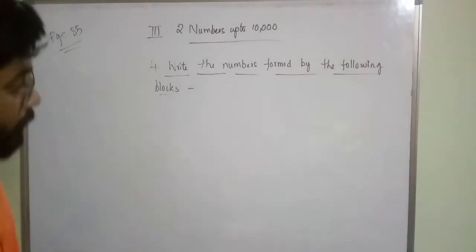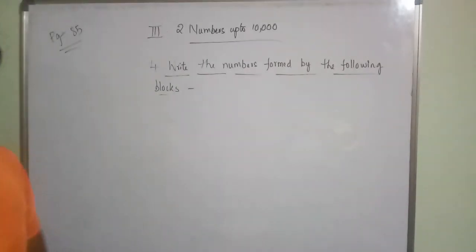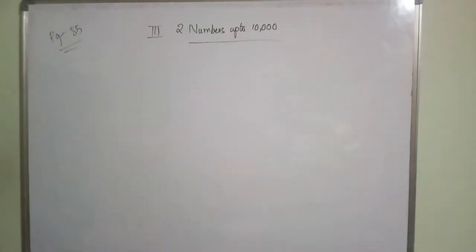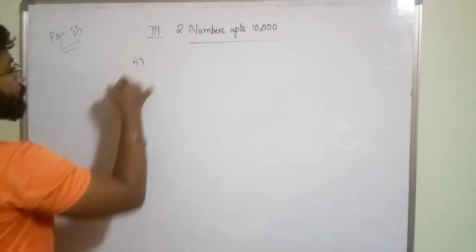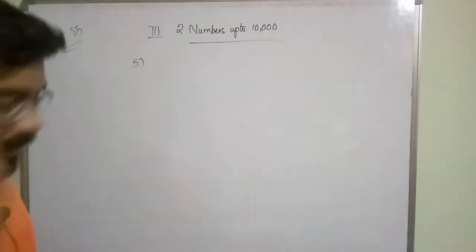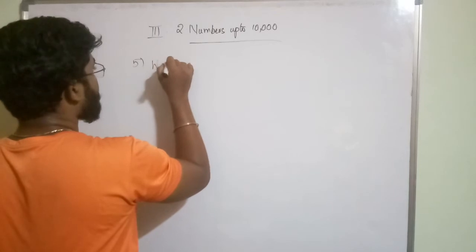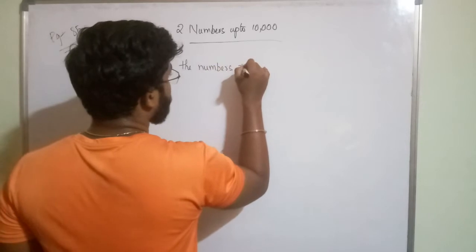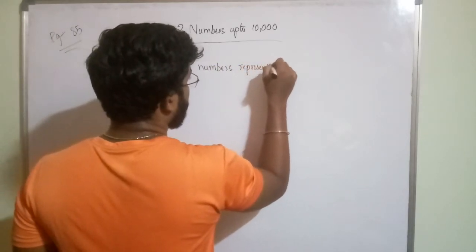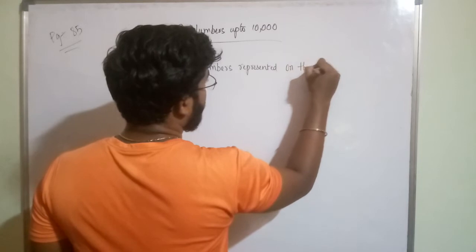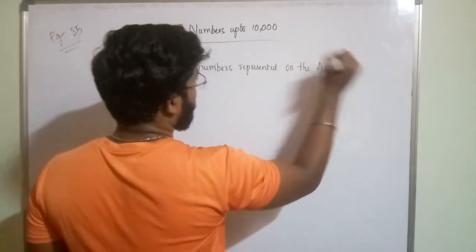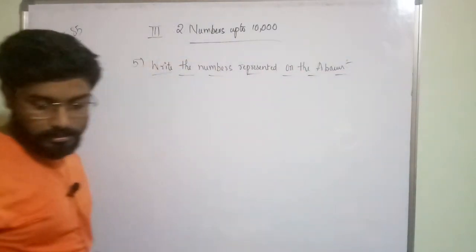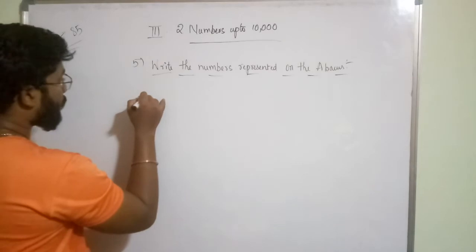Okay. So with this we have completed your 4th bit, no? So next, 5th bit is what? Write the numbers represented on the abacus. Clear? A.